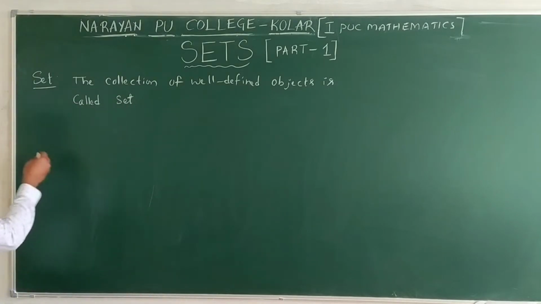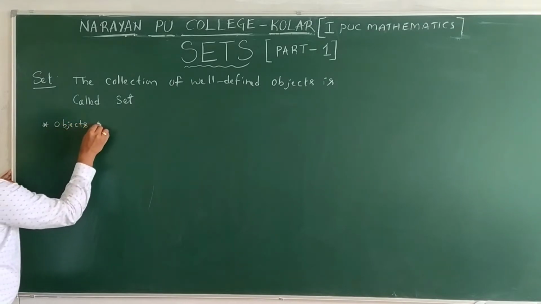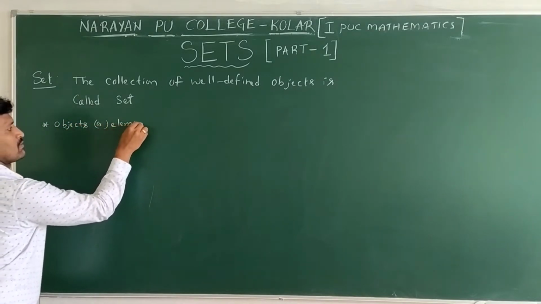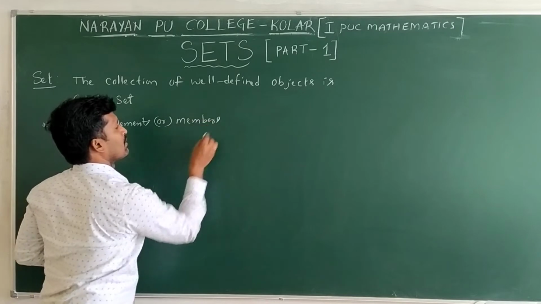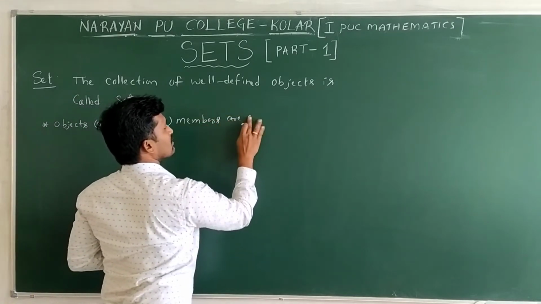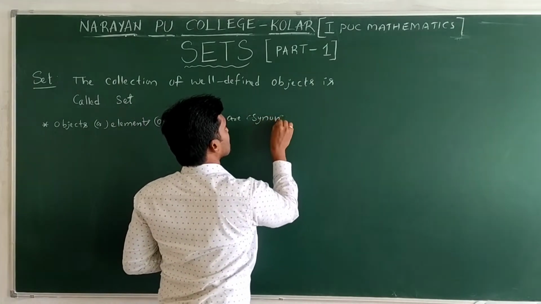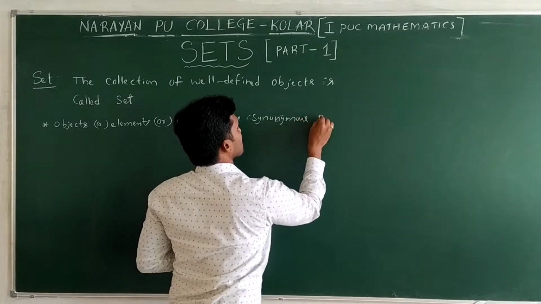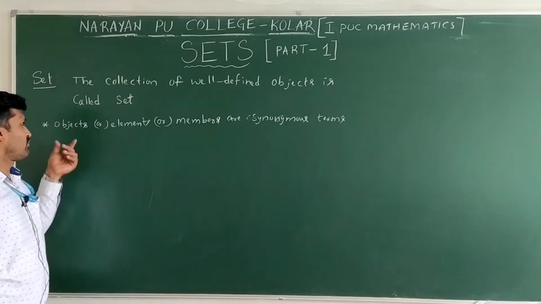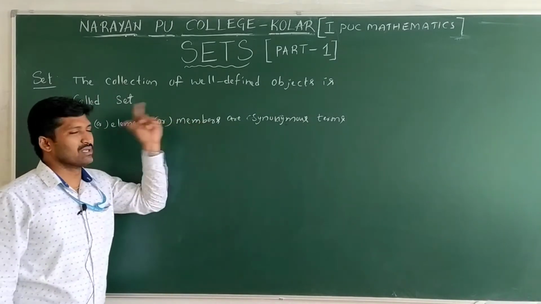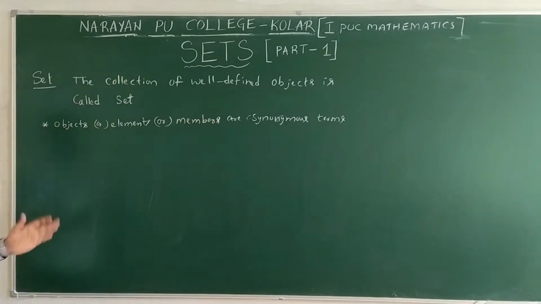Now, generally, these objects are elements or members. All are synonymous terms, with the same meaning. Whether you call them objects, elements or members, these are all synonymous terms of the general notation. The meaning is the same.